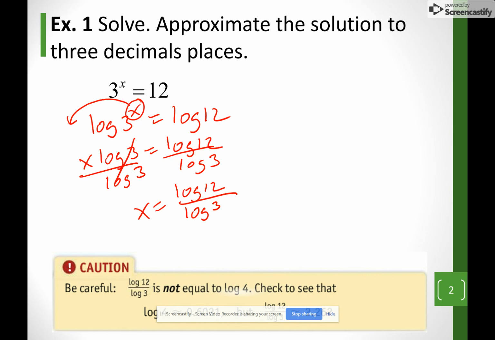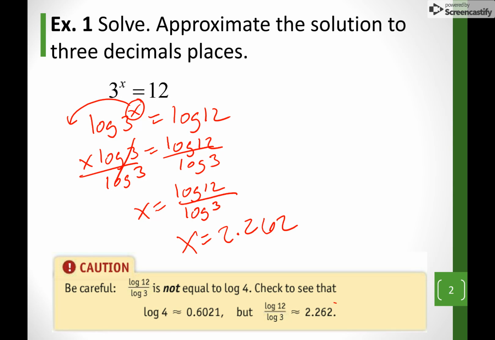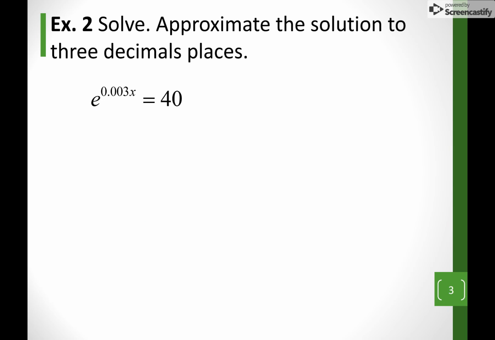And you should get about 2.262. One thing I want to emphasize, log of 12 divided by log of 3, it's about 2 point something. If I would have simplified and I would have gotten log of 4, I get a different number. So do not simplify those numbers. All right, let's take a look at this case.